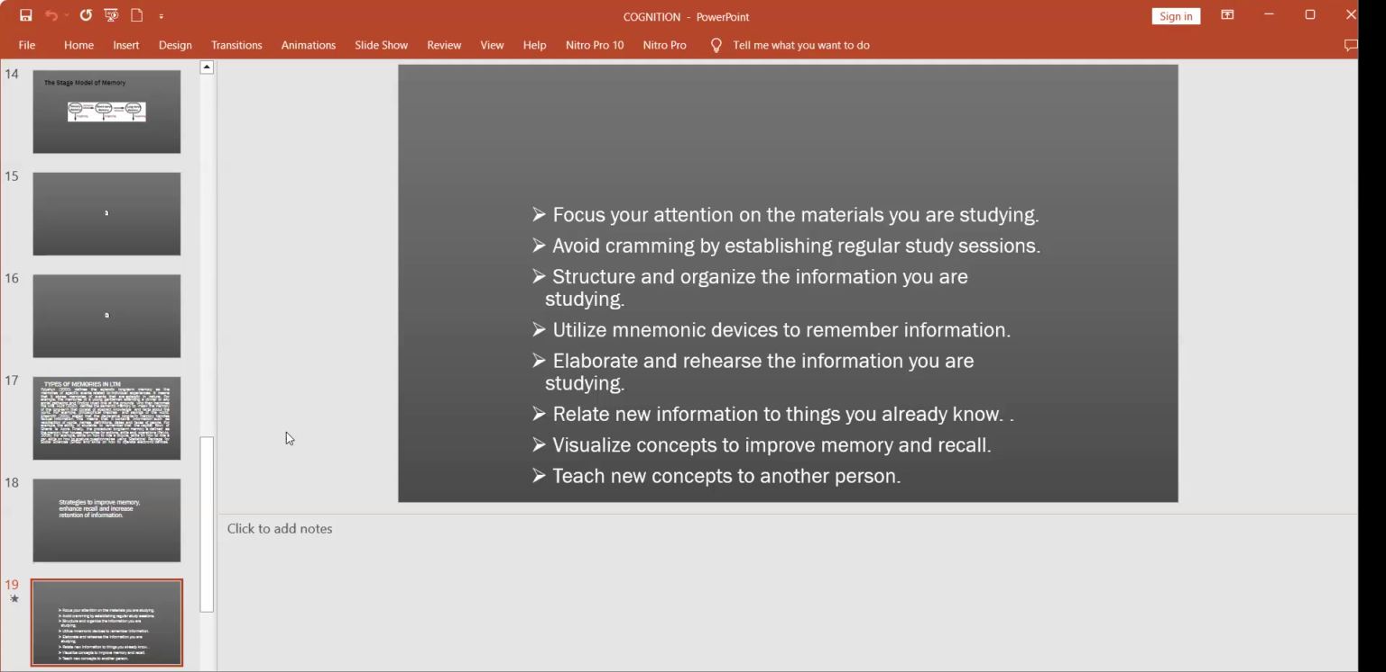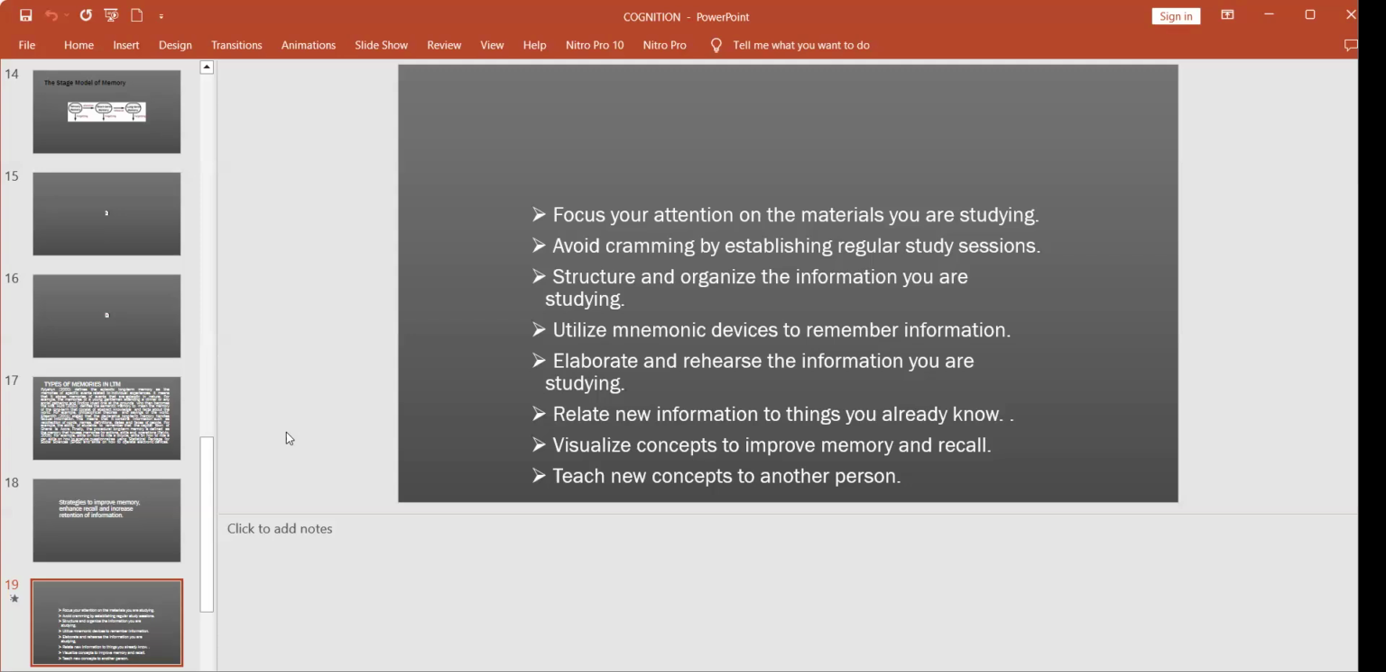Elaborate and rehearse the information you are studying. Elaborate and rehearse. Practice, practice, practice. Restate new information to things you already know. That means associate. You have to create retrieval cues.